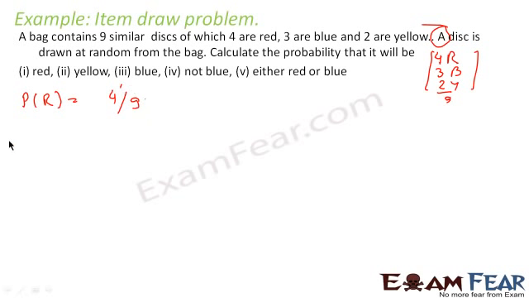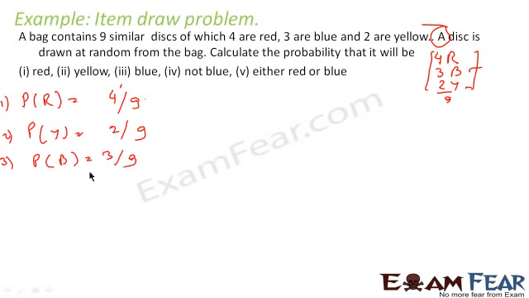Favorable event by total event. Similarly, for probability of yellow, yellow is 2, so 2 by total 9. Similarly, probability of blue: how many blue? 3. So it will be 3 by 9. Probability of not blue is equal to 1 minus probability of blue, equal to 1 minus 3 by 9, which is 6 by 9.